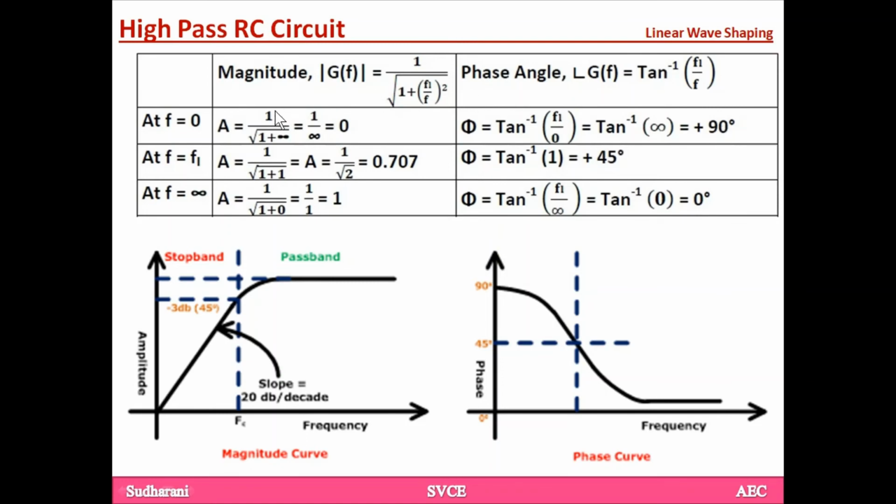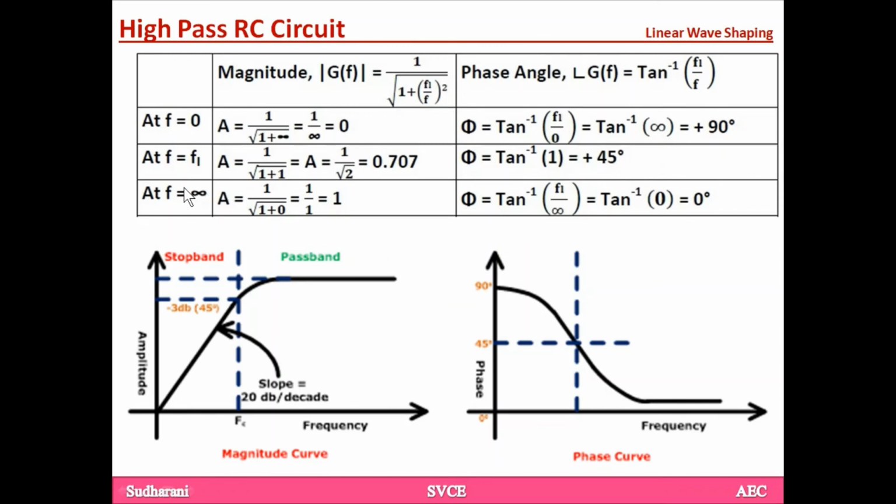In the same way, if I substitute f equal to fL, fL by fL becomes 1, 1 plus 1 is 2, so 1 divided by root 2 is 0.707. Substituting in the phase angle, f equal to fL, fL by fL is 1, and tan inverse of 1 is 45 degrees.